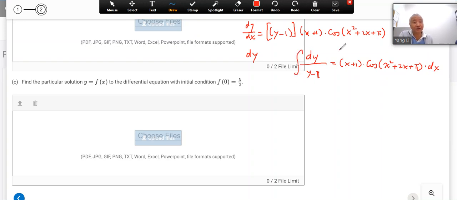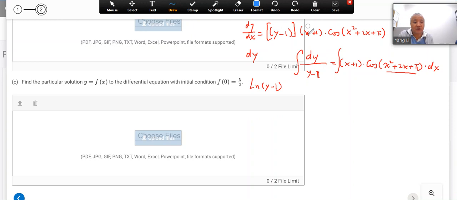simply do integration, right? You can get it. The left side is easy, it equals ln|y minus 1|. No problem with that, right? That's the natural log integration formula. But this part is a little bit of a challenge. It's not that hard though. If you can see, you can do the substitution here.